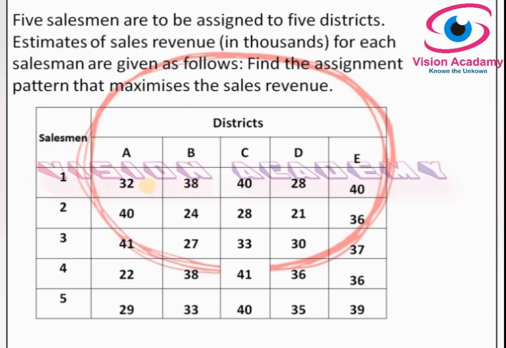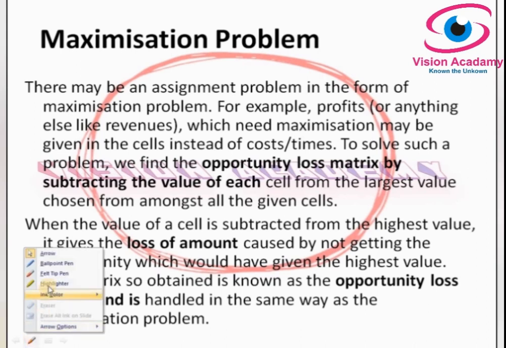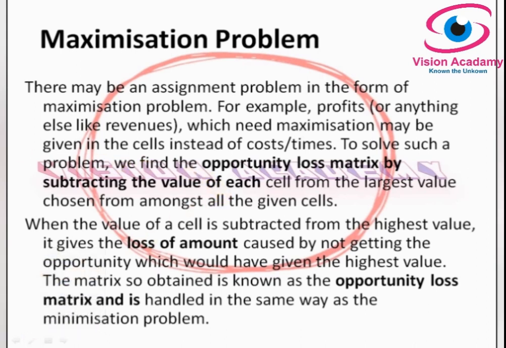So first of all, let us know how to maximize the assignment problem. Look at here. There are some cases in which you have to maximize the problem. Example, profit or anything like revenues which needs maximization. So instead of costs or time, you are having revenue or profit. In such cases, to solve such a problem, we find the opportunity loss matrix. So we have to find the opportunity loss matrix. This is very important.